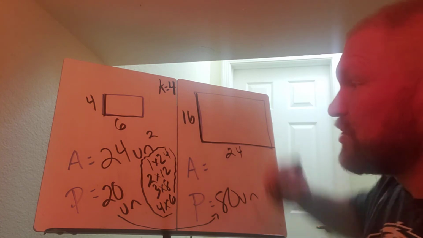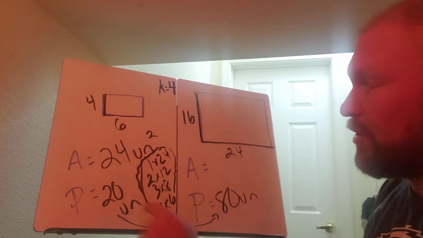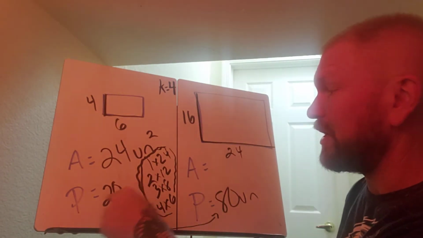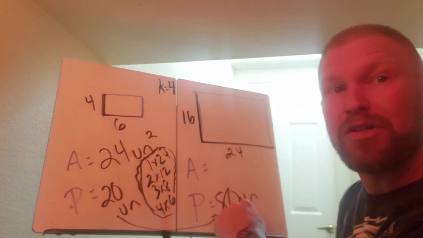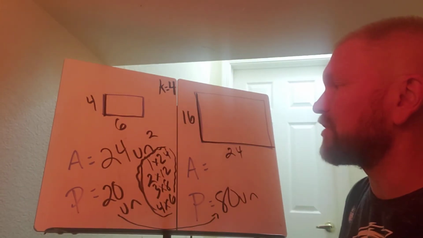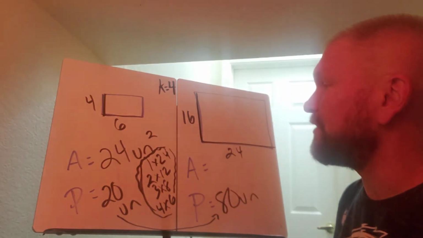Oh, by the way, whichever of these you used to get your perimeter, and again, your perimeter might be different than mine, whatever your perimeter is for this one will be 4 times larger. So if the scale factor is 4 for the side lengths, the perimeter scale factor is also going to be 4. The area, however, is going to be different.